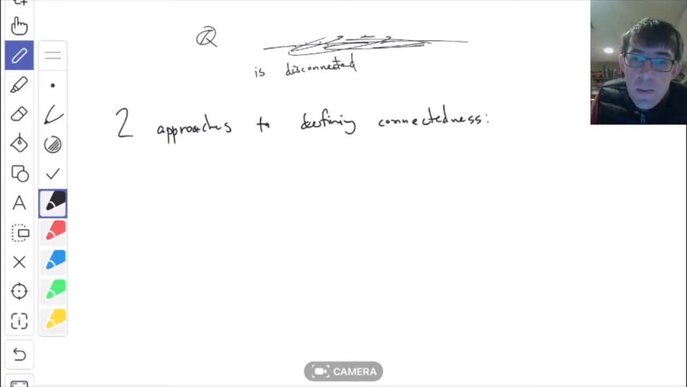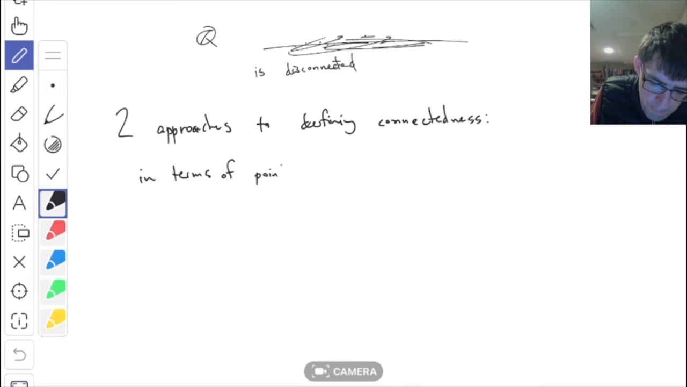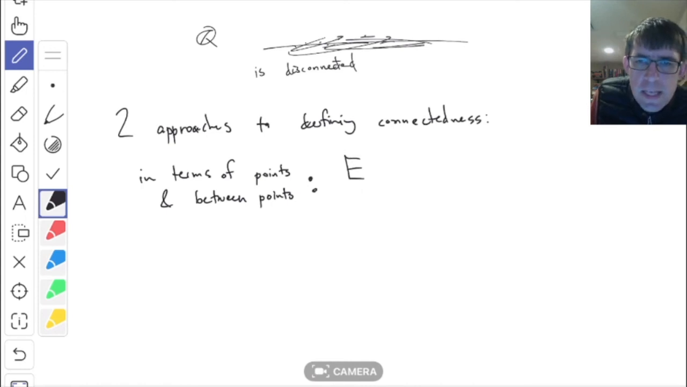One of these that I'm about to describe is written in the book as the definition. The other one is proved as a theorem. The definition is equivalent to this other approach. I'll just tell you the two approaches to begin with. The first one involves individual points and points which are in between other points. So the first approach I'm going to think of in terms of points and between points.